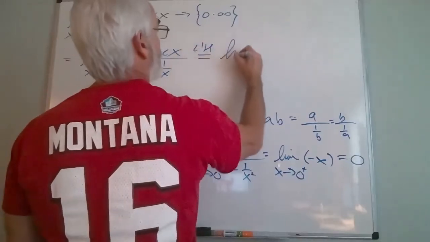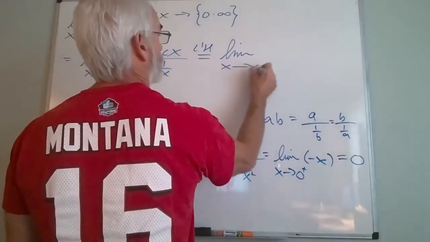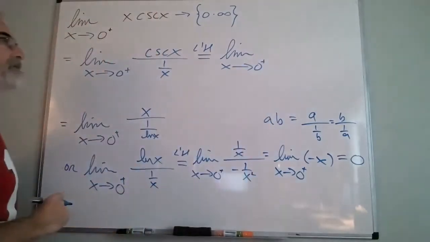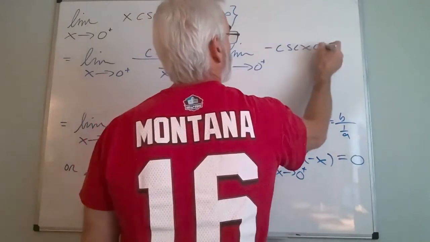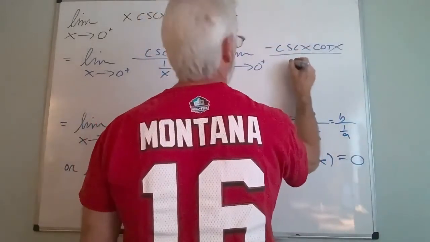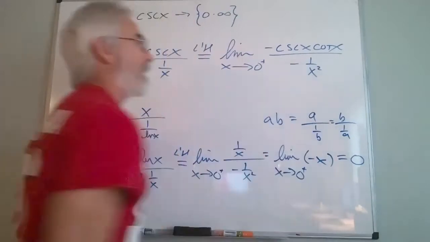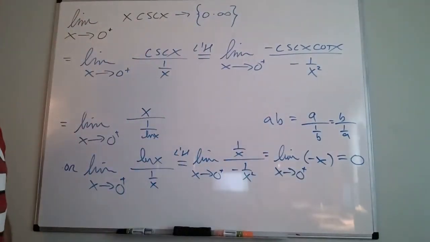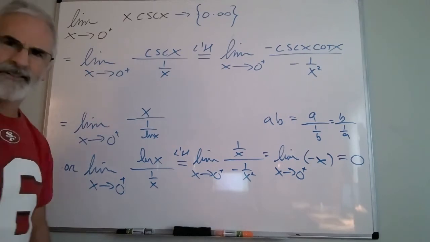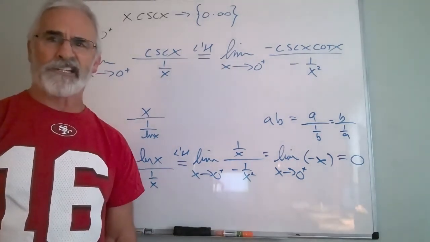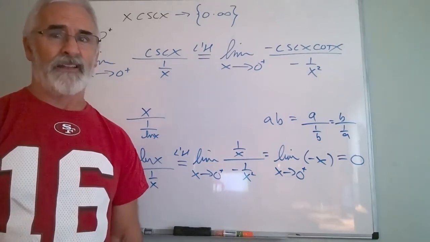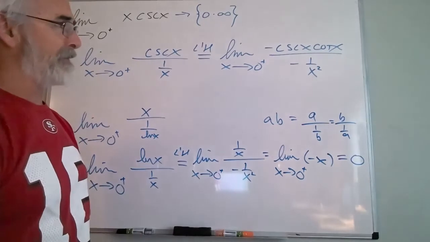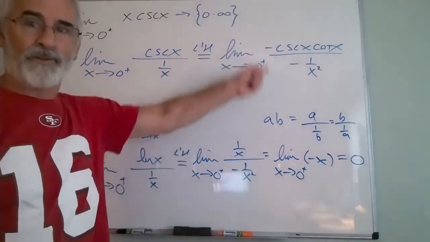And so when I do L'Hopital's rule, my numerator is going to be the derivative of the cosecant, which is negative cosecant x cotangent x. And my denominator is negative 1 over x squared. Oh, wait a minute. Did that get better or did that get worse? Anybody? Worse. Yeah, it's way worse. No matter how I manipulate this, I'm going to have to keep going and that numerator and denominator keep growing.